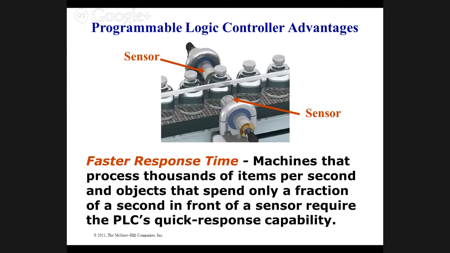Okay. Here is an example, we're talking about some sensors. Machines that process thousands of times per second an object that spends only a fraction of a second in front of a sensor have to have a PLC. Because if we had an old relay, well, a relay is mechanical, right? There's travel time between those contacts. Well, we can detect stuff and act on it using semiconductors through the PLC much faster than we could the old way with the relay. Does that make sense? The action time is not even in comparison. You can even look that up.